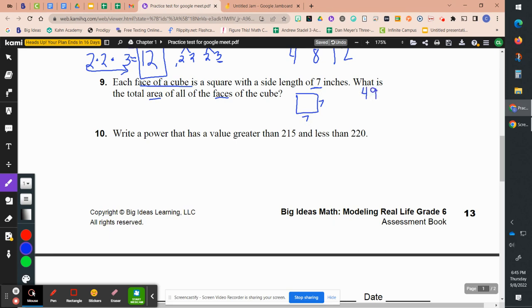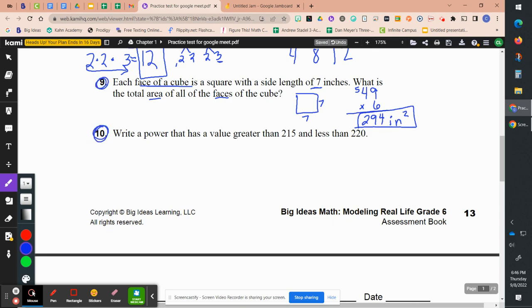But how many sides does a cube have? Well, it has a front and a back, a left and a right, and a top and a bottom. So we have to also multiply by 6, because that's how many sides cubes have. Well, 9 times 6 is 54. 4 times 6 is 24, plus 5 more is 29. So that tells me there are 294 square inches on a cube that has side lengths of 7.